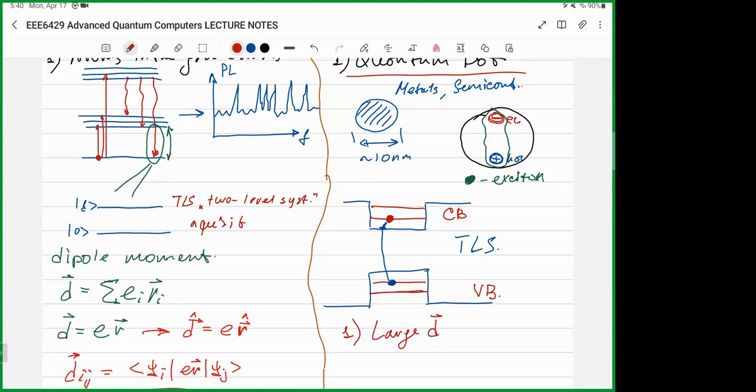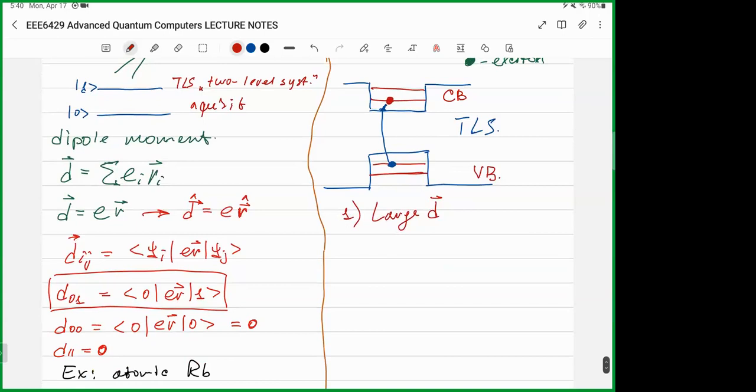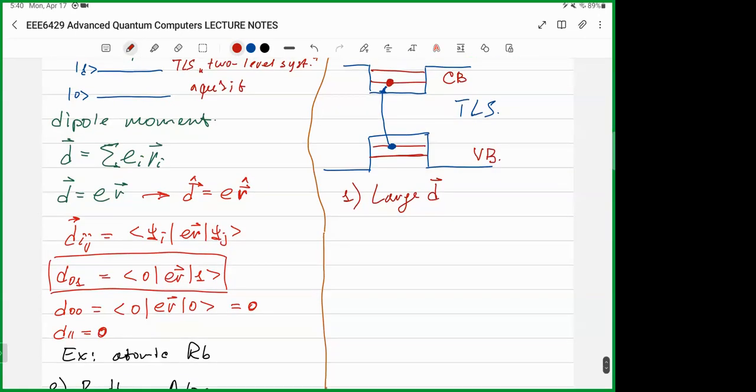So 10 nanometers is roughly 100 times larger than the size of an atom. So accordingly, the dipole moment of the quantum dot is also much larger than the dipole moment of the atom.